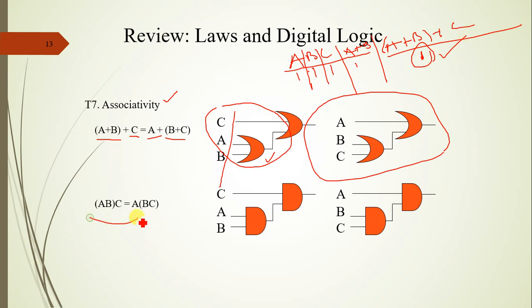Similarly we have AND logic. In AND logic, a combination of AND is used. So the associativity law states how one particular set of elements is associated with another particular set of elements in a digital logic.